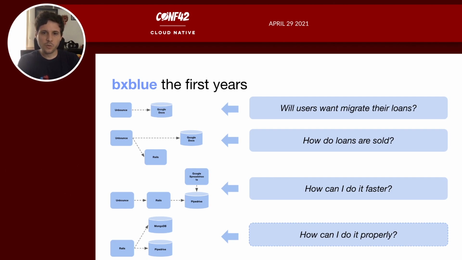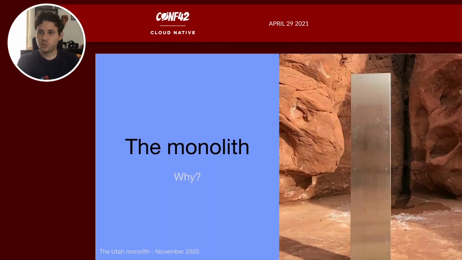And the purpose of each step was to answer a question. First, whether the main purpose of the company could be fulfilled, then whether we could sell anything, whether we could do it faster, and finally, whether we could do it properly so we could have a bigger team handling these requests. What these two applications have in common is that both of them are monoliths.